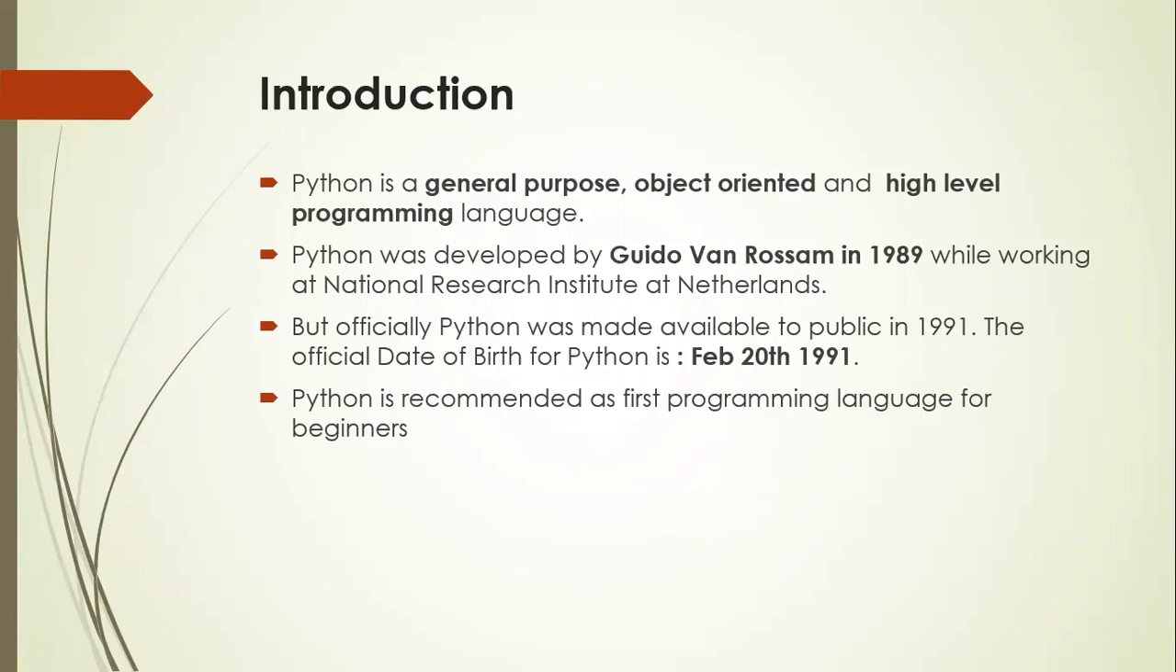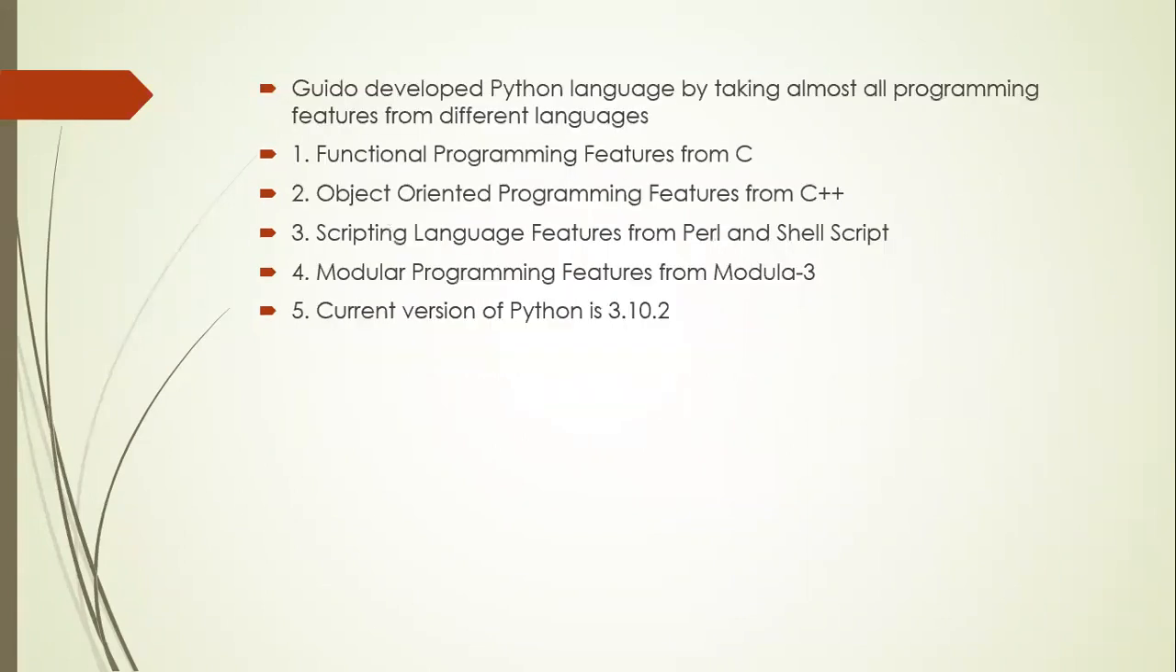Okay, next, how it was developed. Some functional programming features were taken from the C language, some object-oriented features were taken from C++, and some scripting features were taken from Perl and Shell script. Based on these three languages, it was built. Now the current version of Python is 3.10.2. Mainly we can call it version 3. Okay, so this is about the introduction.